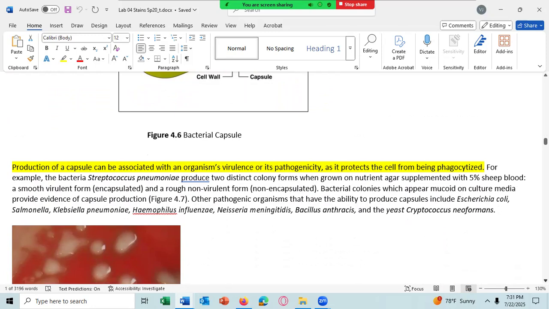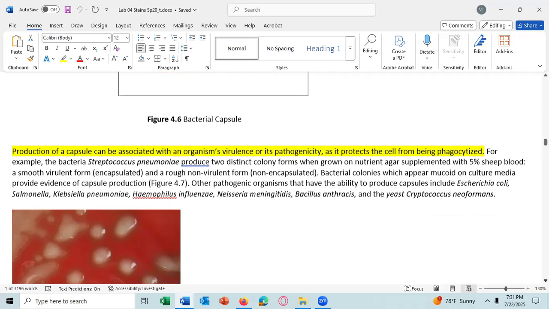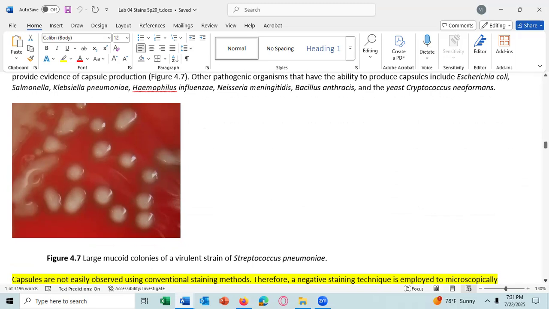The capsule can be associated with an organism's virulence, as the capsule protects the cell from being phagocytized by white blood cells. If the cell produces a capsule, they can often look a little different when grown as a colony, and these are mucoid colonies of Streptococcus pneumoniae, and they're mucoid because the cells are producing the capsule.